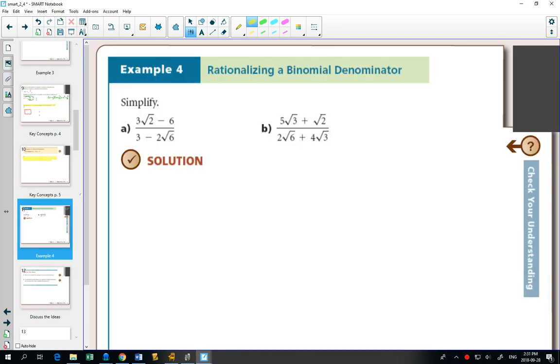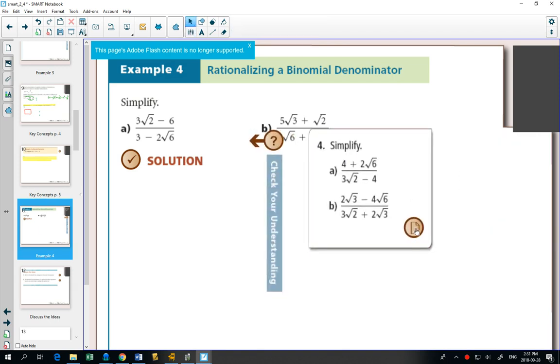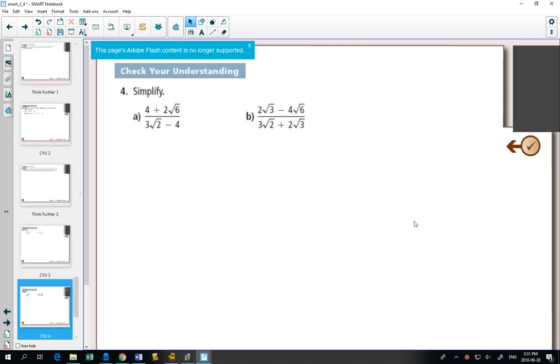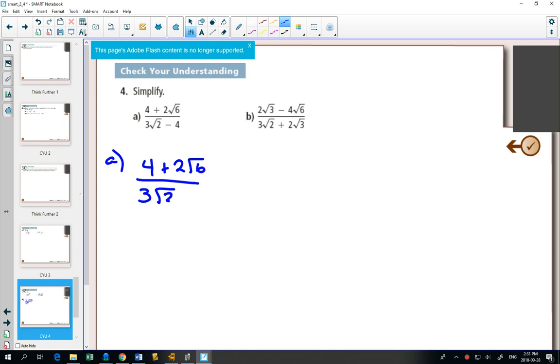So what does that look like in an example? Well, let's go to example 4. In 4a, we have a square root on the bottom. And we have the instruction, simplify. So we need to make sure we get rid of that square root on the bottom. And we can do that by multiplying by the conjugate.